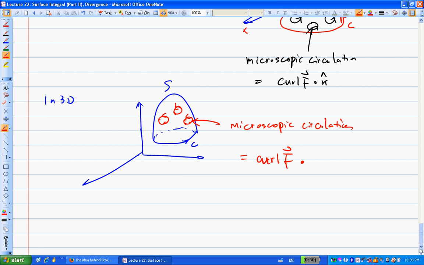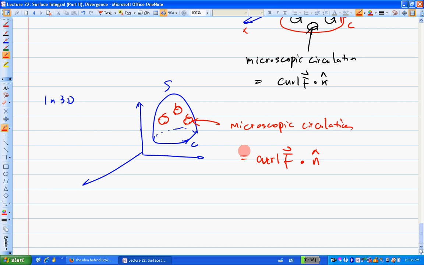So it's not going to be dot k hat anymore. We need the circulation at that location in which direction? What would be the direction representing that little patch over here? N hat, exactly. So at that location, it's going to be the n hat representing the direction. So it's going to be dot this n hat. Excellent. So that's the microscopic circulation at that location.